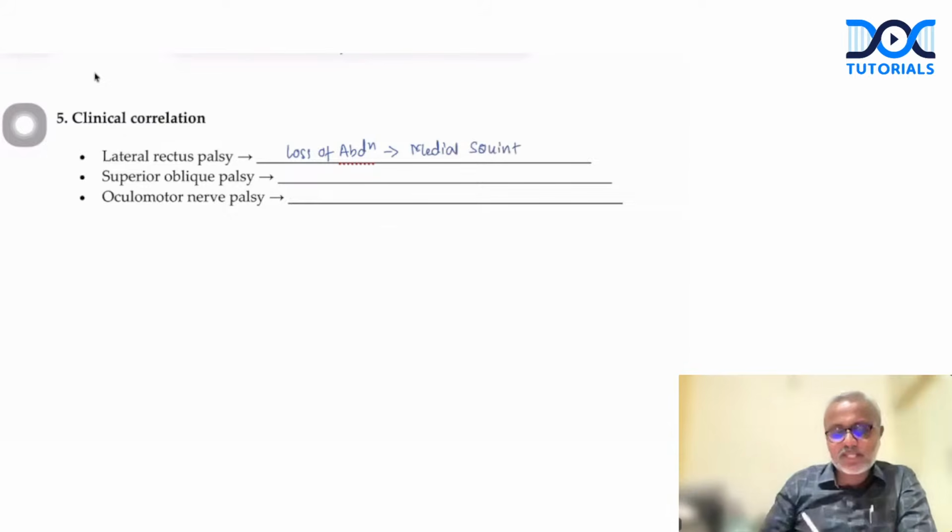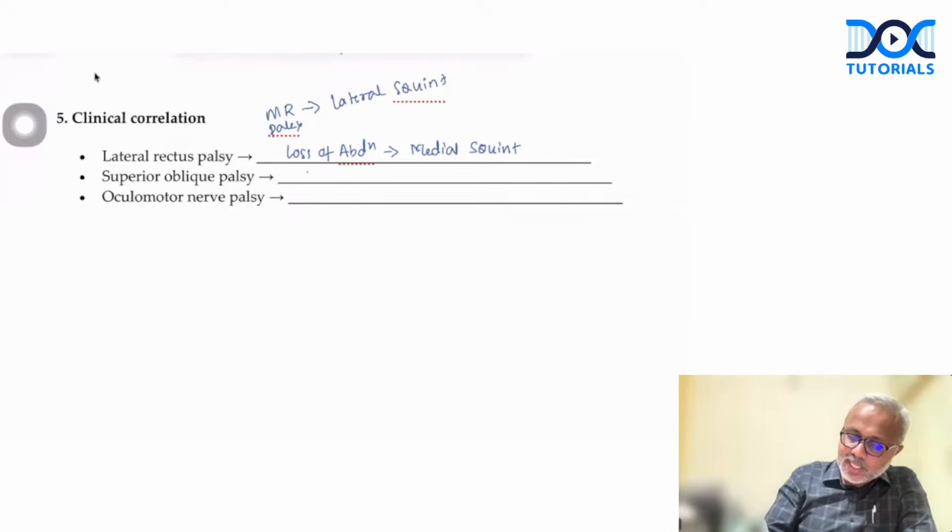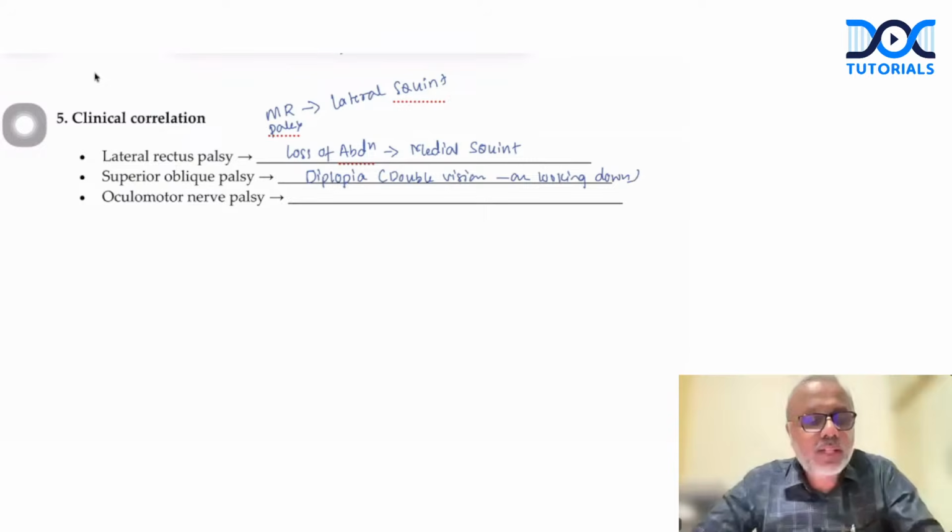So lateral rectus palsy can lead to medial squint, and medial rectus palsy can lead to lateral squint. Okay. Superior oblique palsy leads to a very peculiar condition called diplopia, which is also referred to as double vision on looking downwards. So whenever the person tries to look downwards, he will see one object as two. This is what we call diplopia, right? This is a characteristic feature of superior oblique palsy.